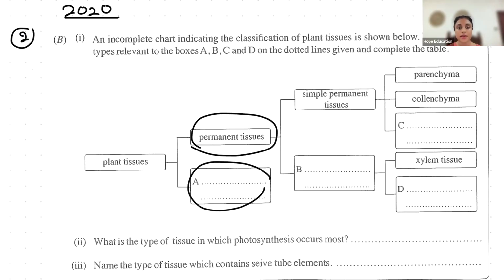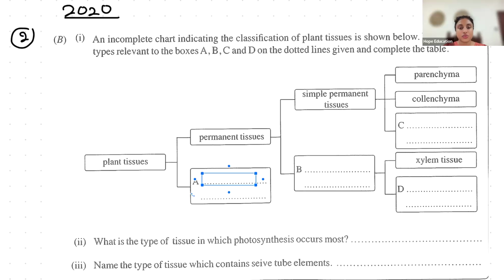Okay, others, what is A? What did the others write? Yeah, meristematic tissue.